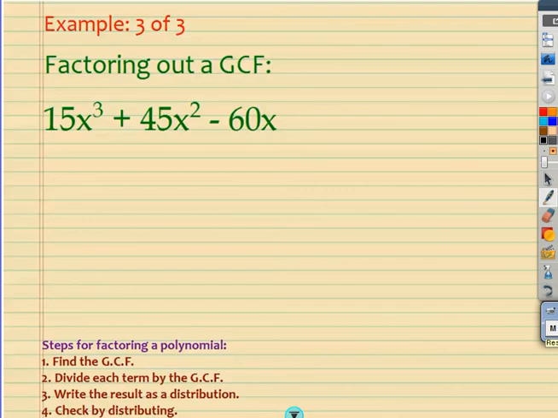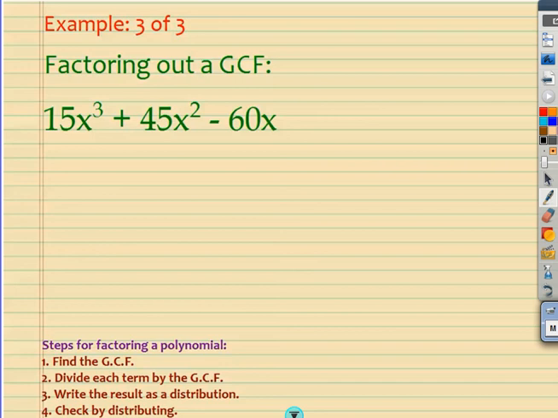Here's something a little more complicated. We have a trinomial. This is a third degree trinomial. We can call it a cubic trinomial. In this cubic trinomial, we can factor out the greatest common factor. Let's determine what number and which variable will divide evenly in every single term.